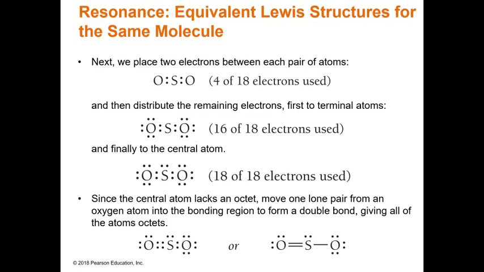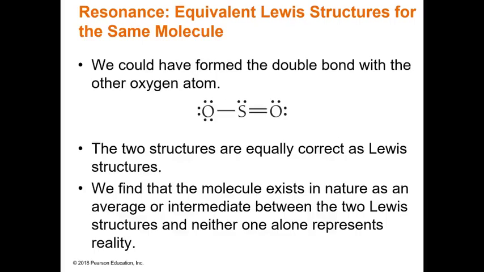We start by assigning electrons between atoms and then distribute the remaining electrons to terminal and central atoms. If the central atom lacks an octet, we form a double bond. Either oxygen can form the double bond, and both structures are valid.